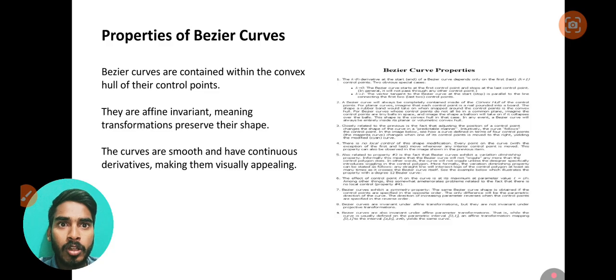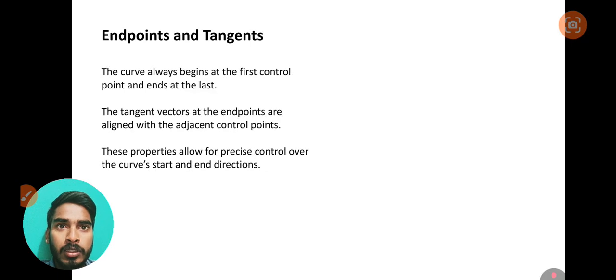Properties of Bezier curves. Bezier curves are contained within the convex hull of their control points. They are also affine invariant, meaning transformations preserve their shapes. The curves are smooth and have continuous derivatives, making them visually appealing.